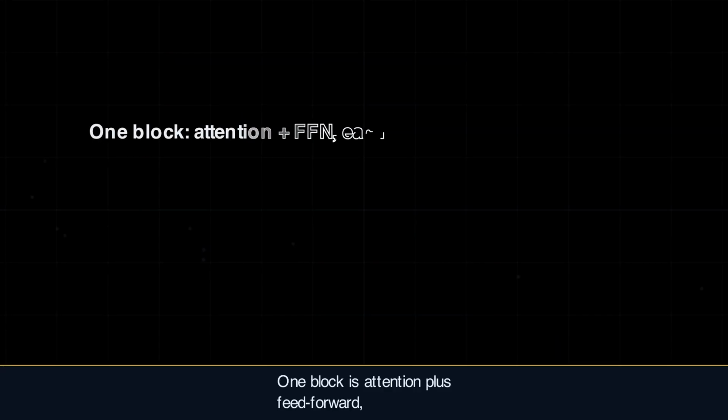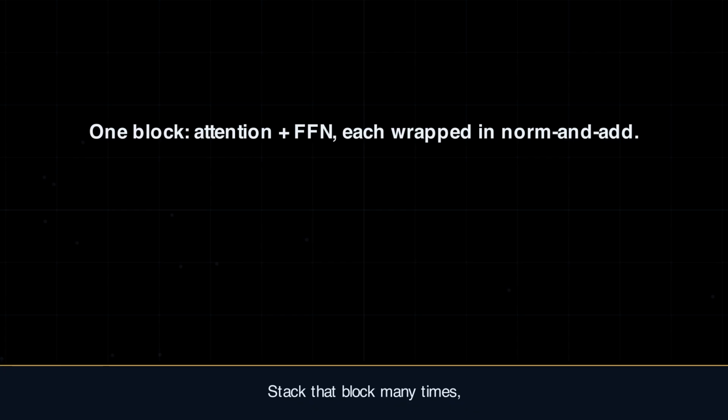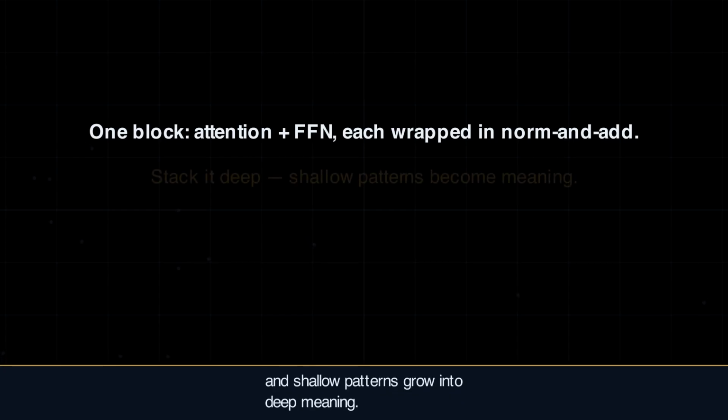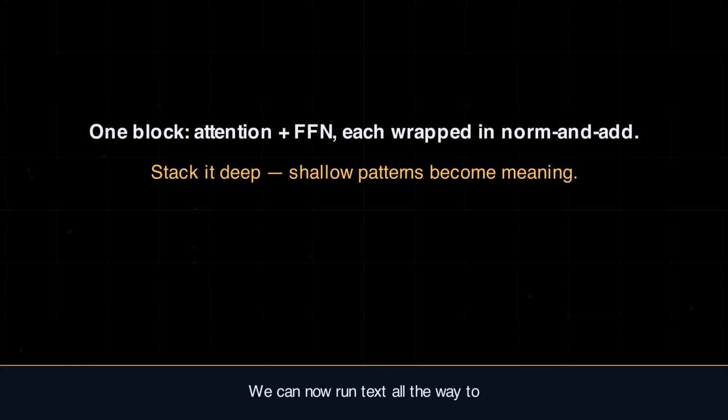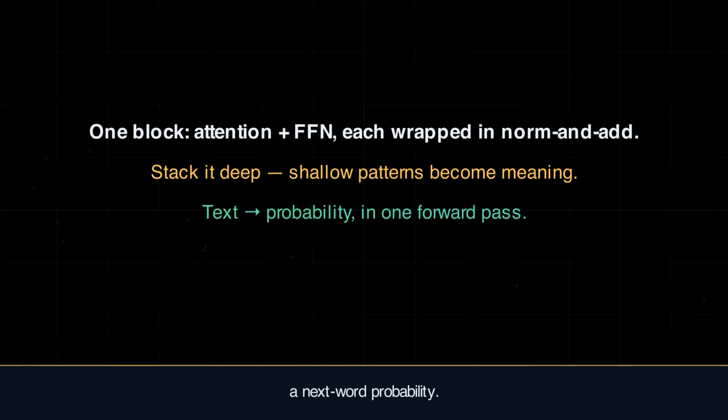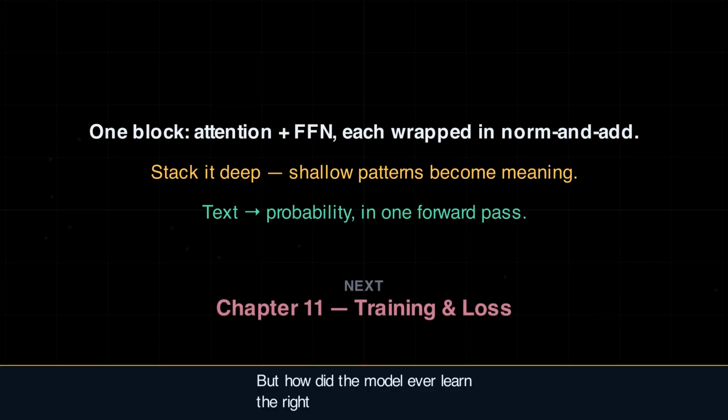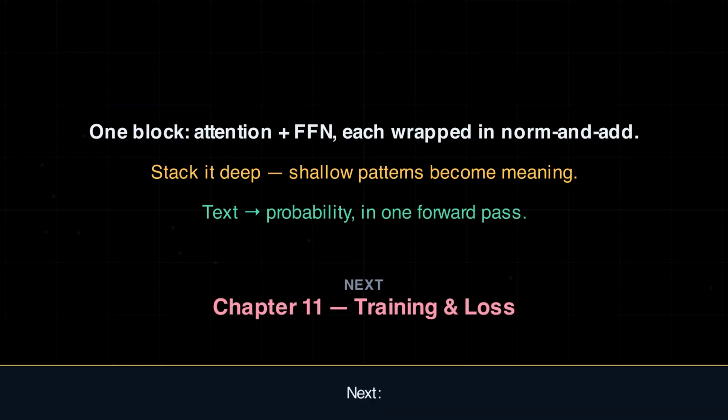So the full stack. One block is attention plus feed forward, each wrapped in normalize and add. Stack that block many times and shallow patterns grow into deep meaning. We can now run text all the way to a next word probability. But how did the model ever learn the right weights? Next, training and loss.